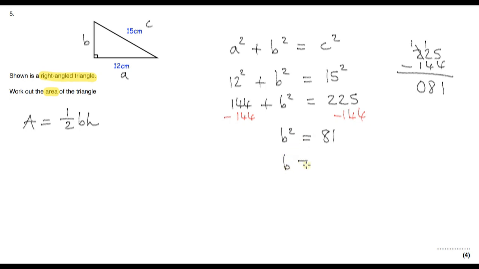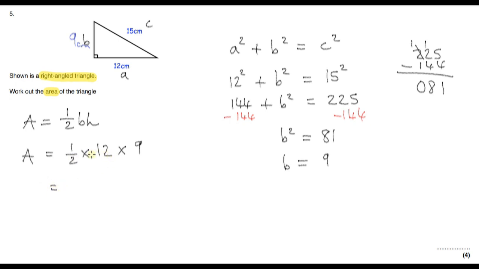So B is just equal to the square root of 81, and it's the positive square root. We can't have a length that's negative, so that would just be stupid. So B is just equal to 9. So let's pop that in there. Let's do it in blue, so we're matching, and it is in centimeters, obviously. So now let's calculate the area. So our area is equal to a half times the base, which is 12, times the height, which is 9.